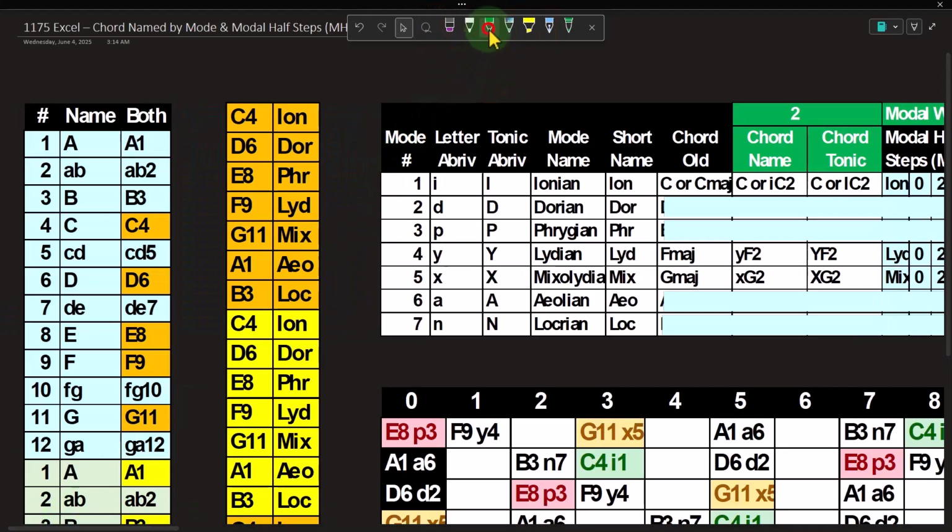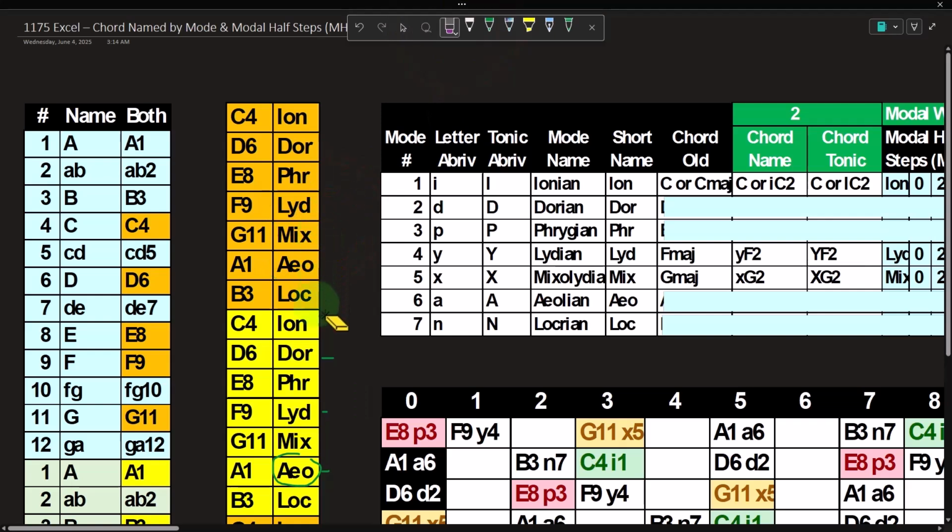So now we're going to say Mixolydian from a scale degree: 1, 3, 5, 7, 9. The 9 is equivalent to the 2, the Aeolian. From a distance standpoint, it's 0, 2, 4, 6, 8.